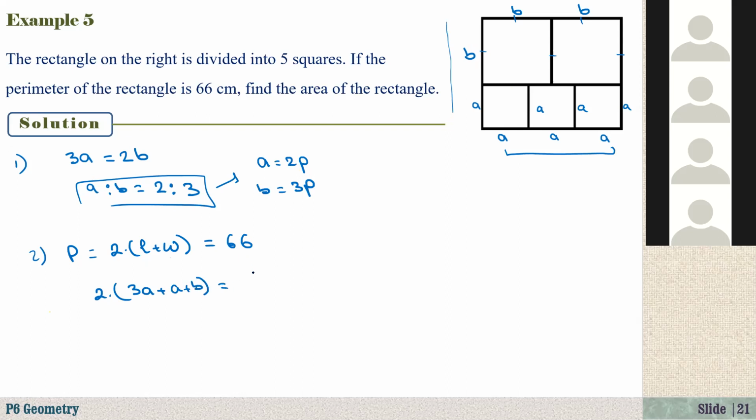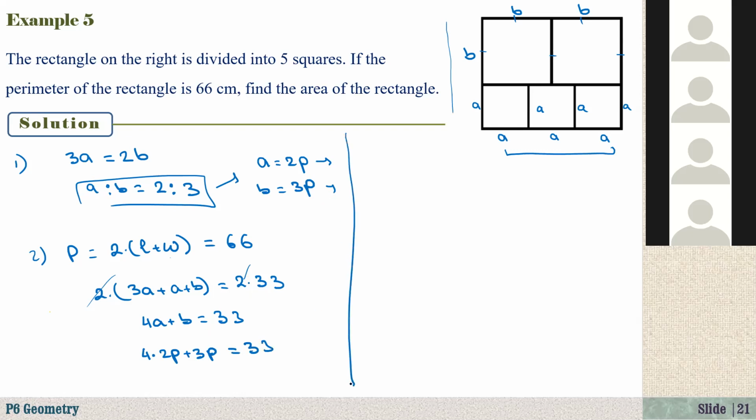On the right hand side, 66, I can write it as 2 times 33. This 2 is gone. Here we have 4 times A plus B equals 33. What is A? A equals 2 units, B, 3 units. If we write it here and solve it, we will get the value of 1 unit. So 4 times A is 2 units, 2P, plus B is 3 units, which is equal to 33.